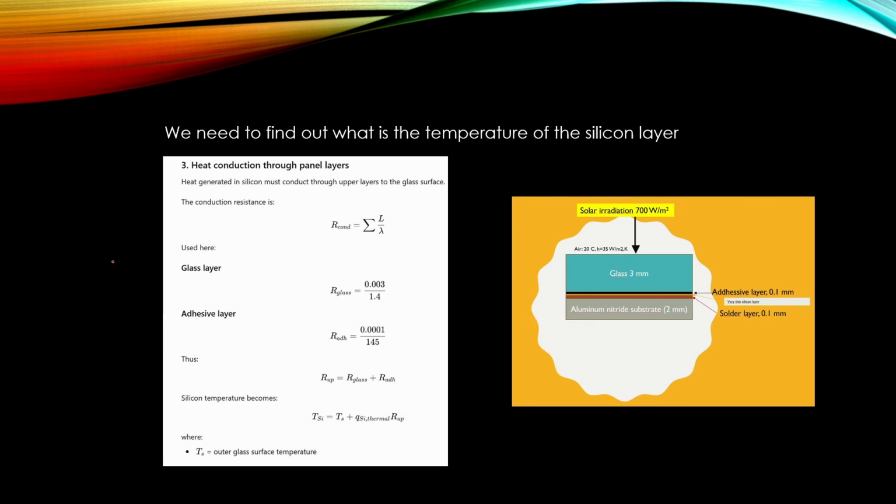We can now simplify our problem by assuming that this bottom part is well insulated and all heat generated in a silicon layer must escape from the top surface. So then we can calculate this conduction resistance. It's the thickness of the layer divided by its conductivity, and we can calculate this resistance for glass layer and for adhesive layer.